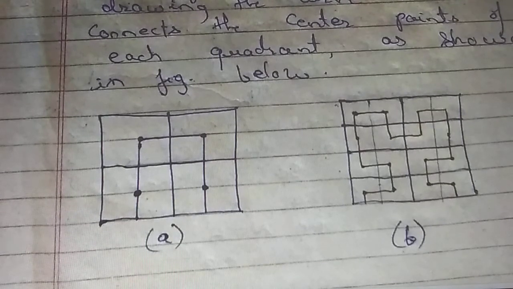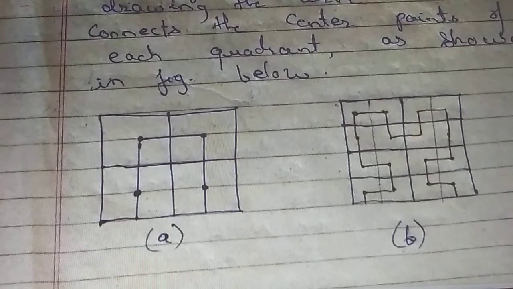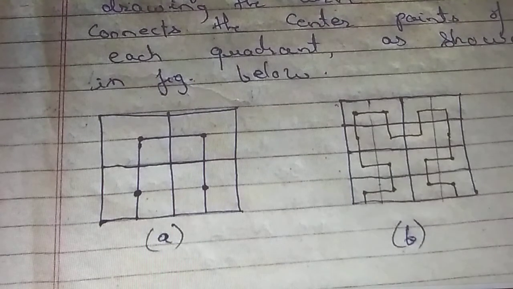So the generation of the curve requires approximations one after another. Now in the first approximation, what we do is divide the square into 4 quadrants, like you can see in figure A, and then draw the curve which connects the center points of each quadrant. As we can see in figure A, we are dividing the square into 4 quadrants, right? And after that we are drawing the curve and connecting the center points of each square. Then this is the first approximation.